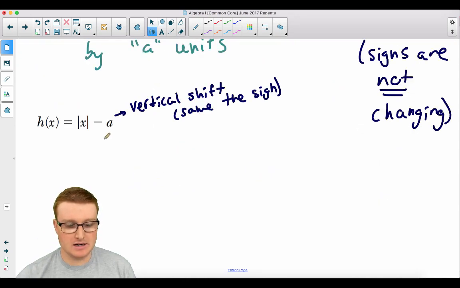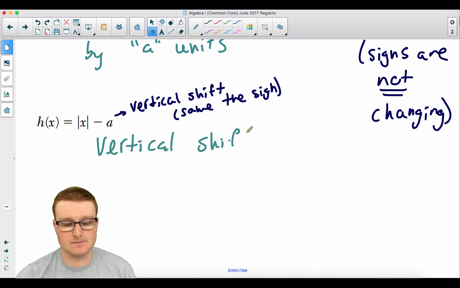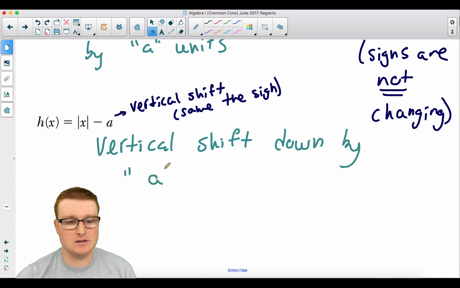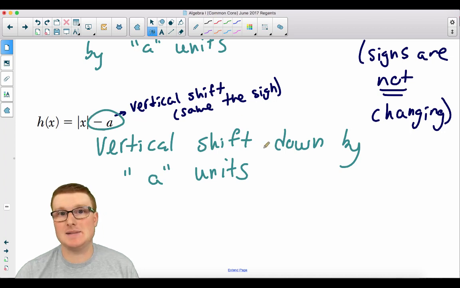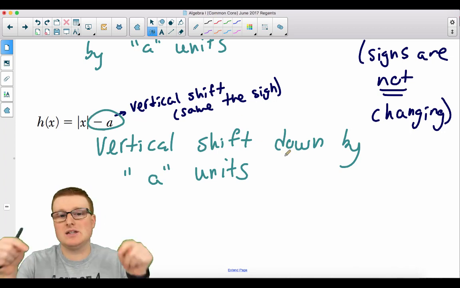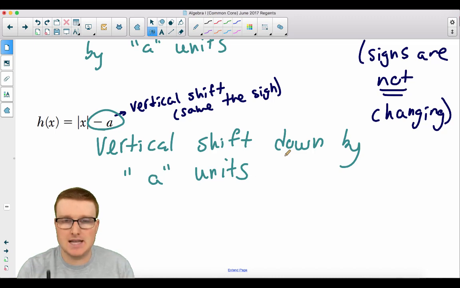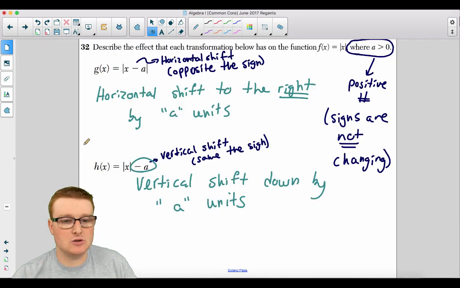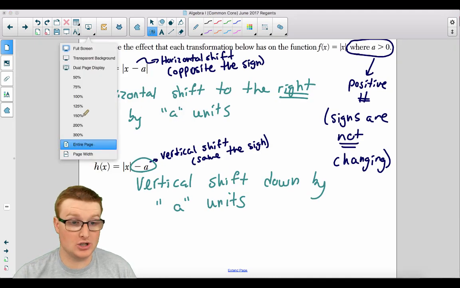Then, down here, this is a vertical shift. Down by a units. And as you can see, even though it is negative, it is the same direction. So if it's negative on the outside, it's going down. Vertical shift, going down. Same as the sign. Okay? And that's how you do those questions.